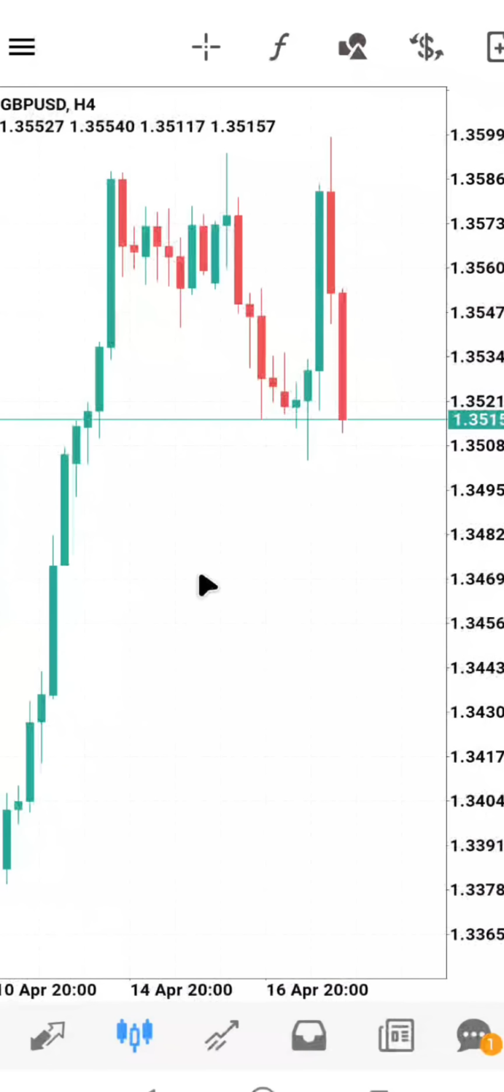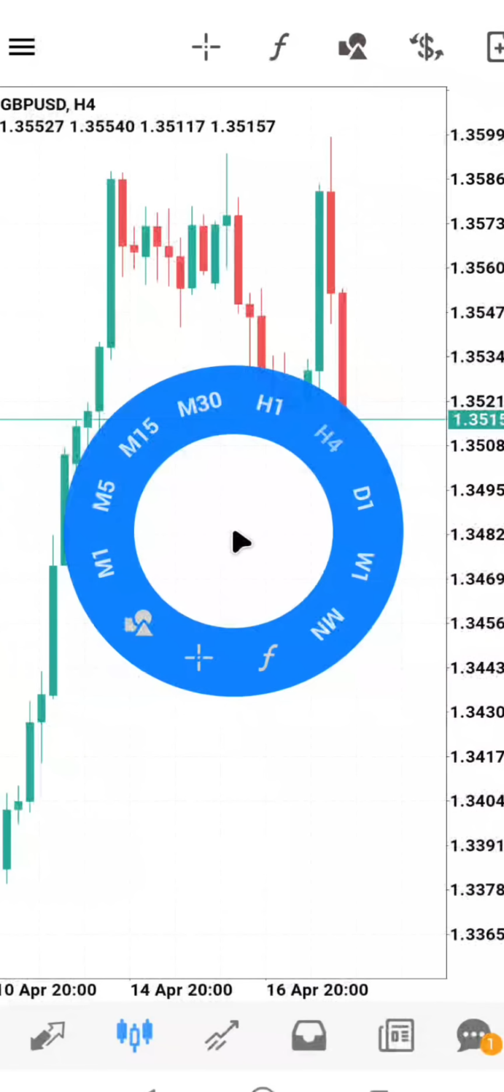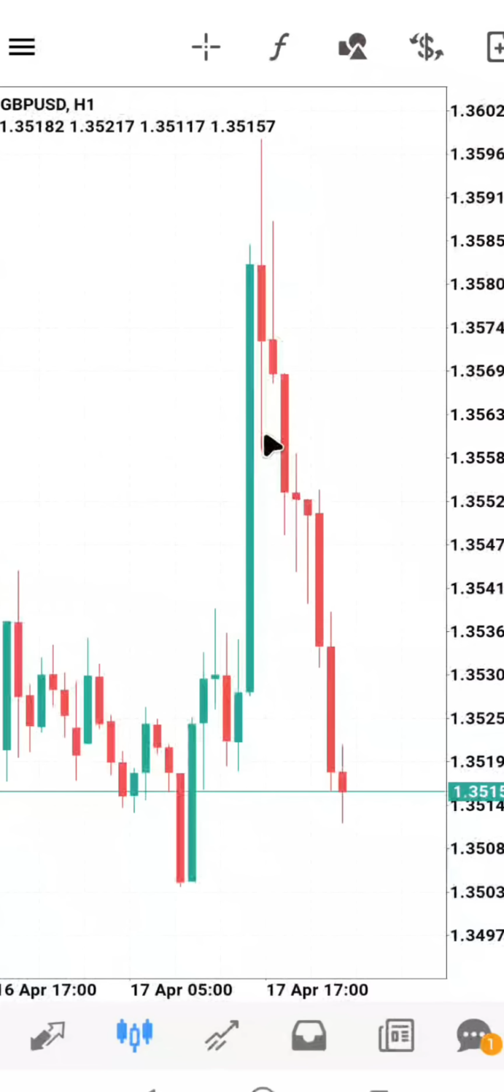Now you can always change the time frame to see what happens at every other time period. Let's say I want to check what happens every 1 hour. I'll tap on the chart, then click on H1. Right, so this tells me what happens every 1 hour. All right, so every 1 hour, this is what happens.